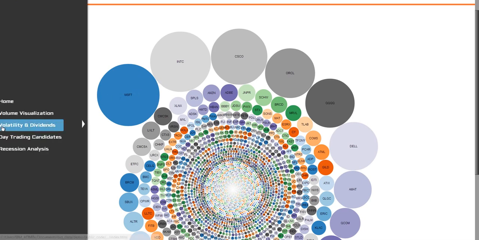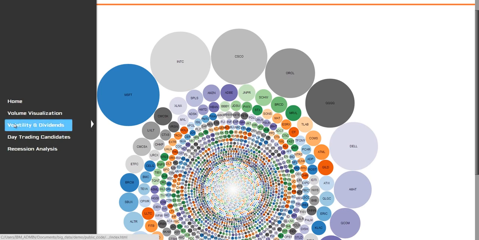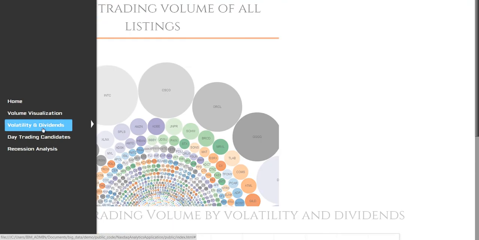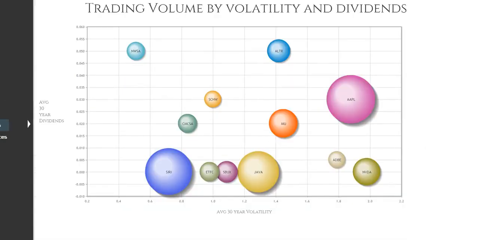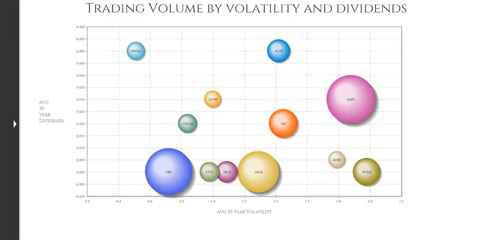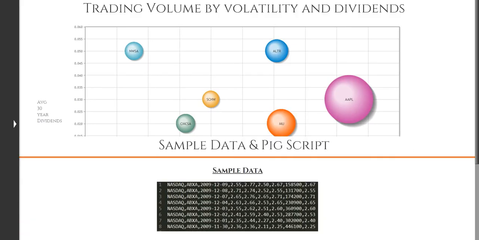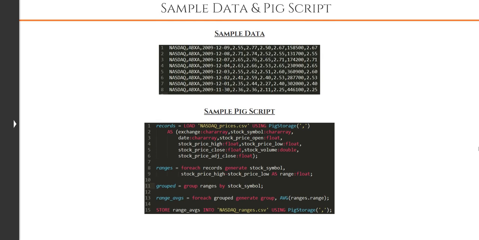Let's take a look at a second visualization. Another metric an analyst would be interested in would be stock volatility in relation to trading volume and dividends. Now, volatility indicates how much the price of a stock oscillates on an average day. The more it oscillates, the more volatile it is. Let's take a quick look at the sample data and the Pig script that calculates stock volatility on the dataset.